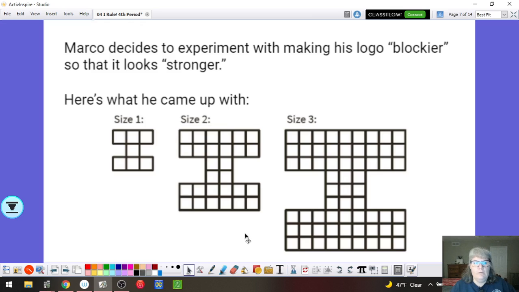We left off with writing recursive sequences and modeling different mathematical models for Marco's logo, which looks like an eye for his site. He decided to experiment with making it blockier, and this is what he came up with. So now, in addition to adding on to the length, he's making everything thicker. So he's actually changing two dimensions, the length and the thickness. And you can see that happens again here with size 3.